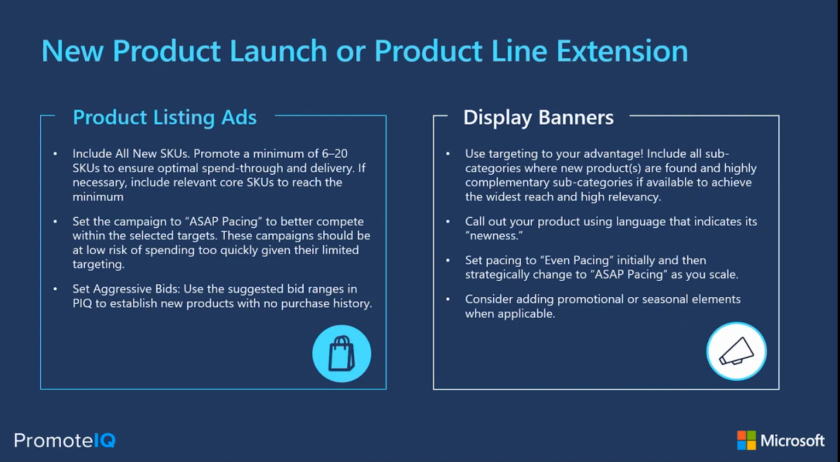For display banners, use targeting to your advantage. Include all subcategories where new products are found and highly complementary subcategories if available to achieve the widest reach and high relevancy. Set pacing to even initially and then strategically change to ASAP as you scale. You'll also want to call out new products in your creative using language indicating their newness. Incorporate complementary or core products to establish familiarity and relevance to shoppers, and include promotional or seasonal elements when applicable.